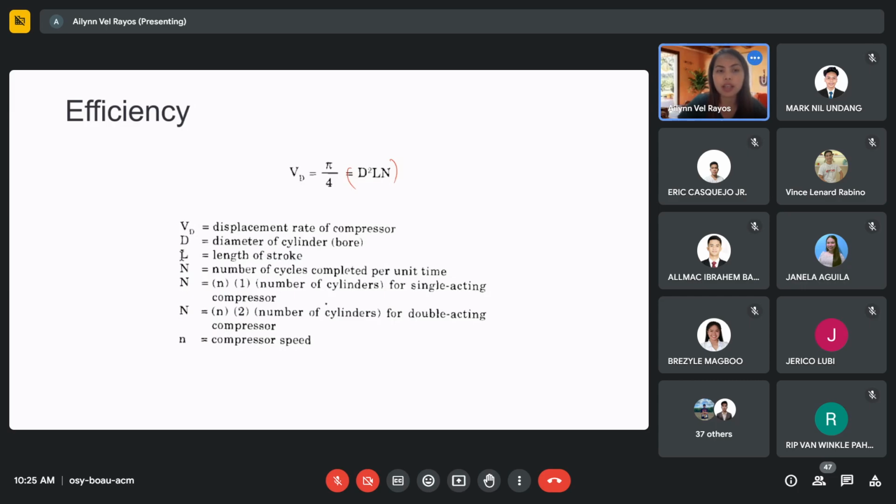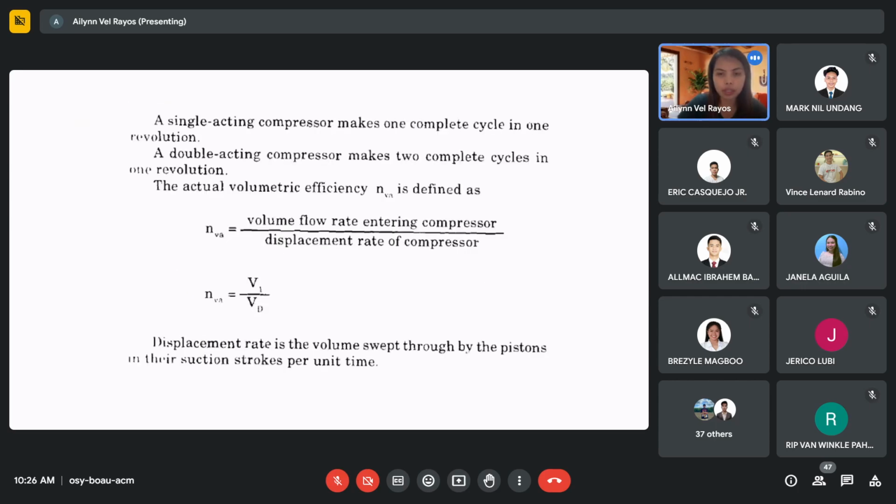For single acting, yung capital letter N natin is the compressor speed, kasi complete cycle in one revolution, kaya nakamultiply lang siya sa 1. Pag double acting naman, it takes 2 complete cycles to make 1 revolution, kaya mag-multiply tayo ng 2.